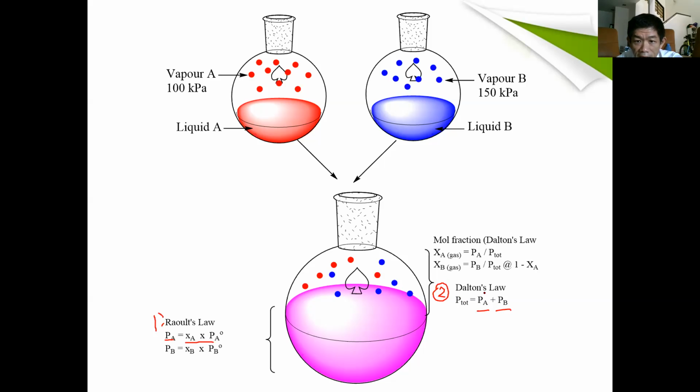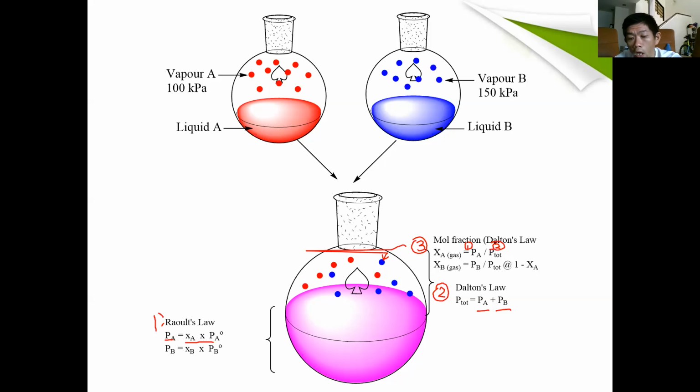Then finally, after you get the P total, you are able to calculate the mole fraction of the individual gas by using step 3. Step 3 is the mole fraction of A and the mole fraction of B in terms of gas. So XA gas equals PA over P total. PA is from number 1, and P total is from number 2. So this is how you get the mole fraction of the vapor of A and B respectively.